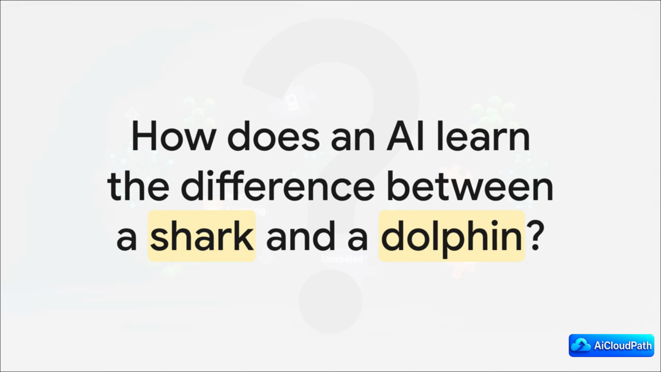Okay, so let's start with a really simple question. If you show an AI thousands of pictures of ocean life, how in the world does it learn to tell a shark from a dolphin? I mean, they look kind of similar, right? Pointy nose, fin on the back.